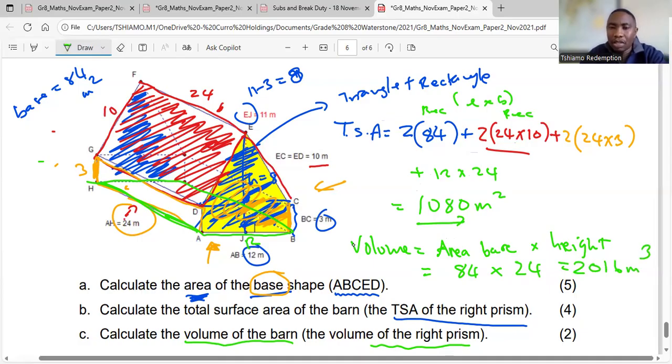Okay, I hope you got it, guys. It's a nice, beautiful question for testing you on area, total surface area, and volume in one question. Yeah, thank you so much.